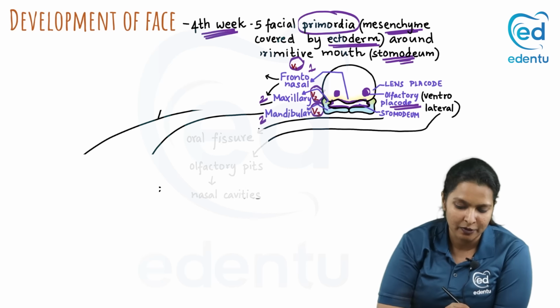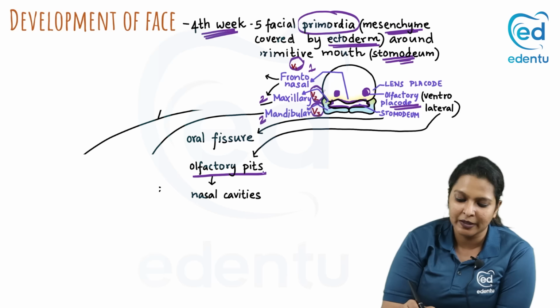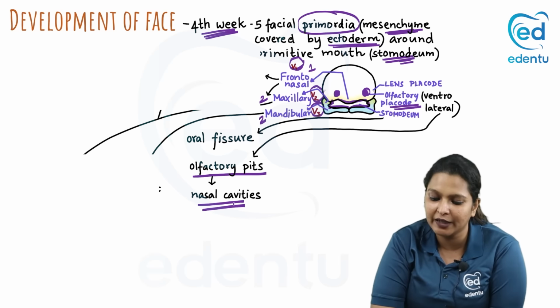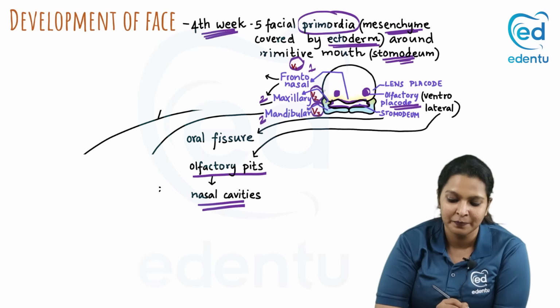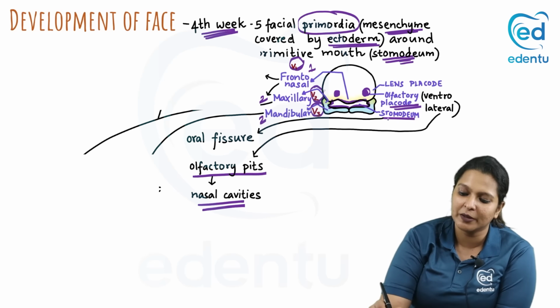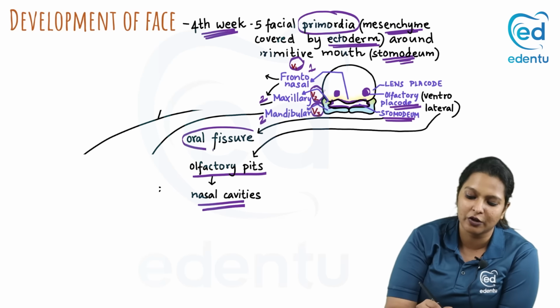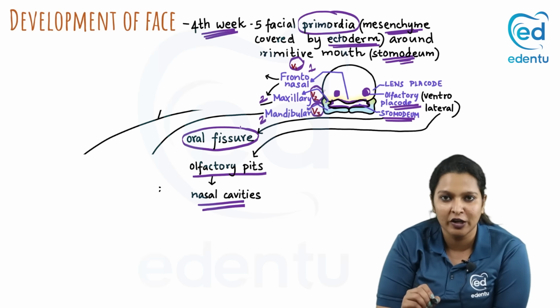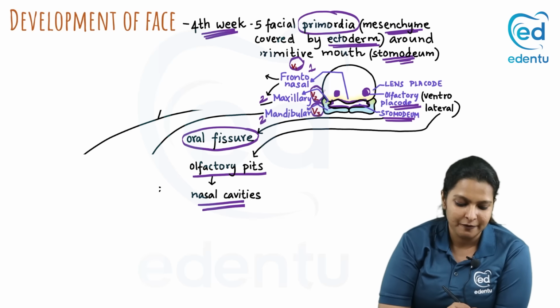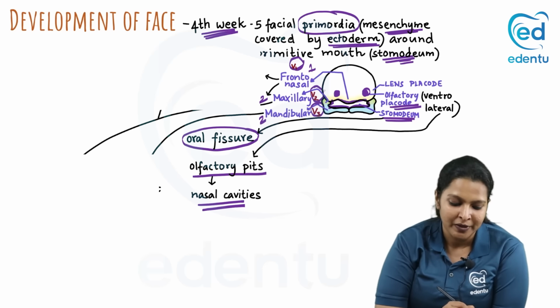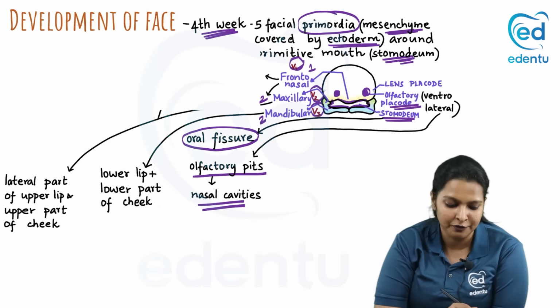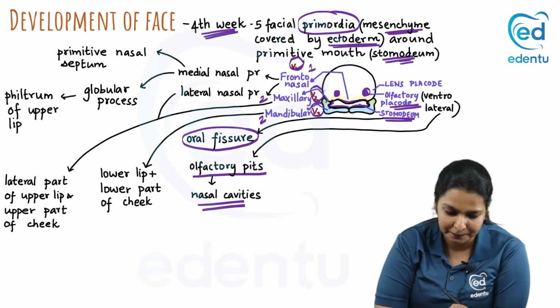Next we will see, so I already told you, it becomes the future nasal cavities. That is the fate of the olfactory placodes. The stomadeum, I told you, becomes the future oral cavity or the lip opening, the oral fissure. That is the fate of the stomadeum. And then we'll see the fate of the following structures.